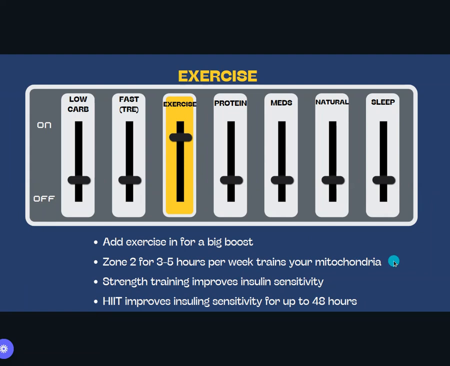So you could work on your zone 2 training for 150 minutes a week. And zone 2 is like your cardio zone. That helps to train your mitochondria and really improves your fitness and your mitochondrial function. And diabetes really is in large part a mitochondrial disease. Strength training improves your insulin sensitivity.